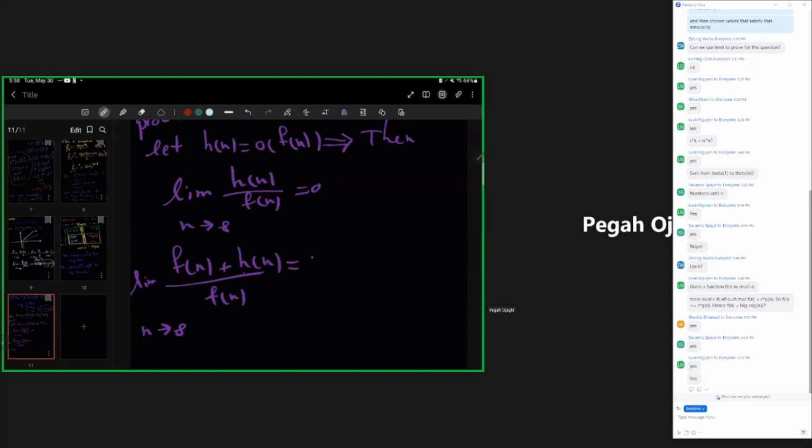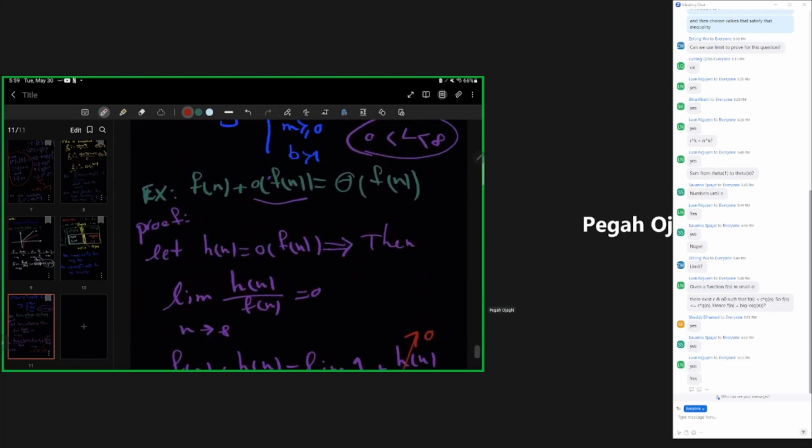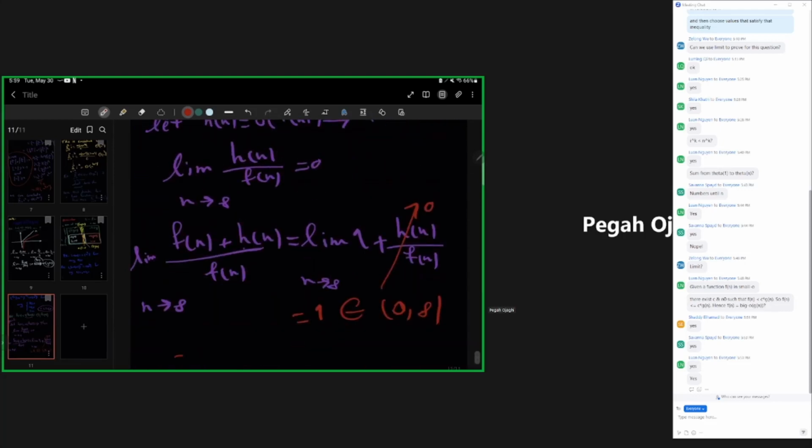f of n divided by f of n is going to be 1. So the limit is 1 plus h of n divided by f of n as n goes to infinity. What we showed here is that the limit of h of n divided by f of n is already 0. So this is 0, and then we are going to get 1. I know 1 is between 0 and infinity. I already showed L is between 0 and infinity. So since I showed that, I can say f of n plus h of n is big theta of f of n. So that's the proof.